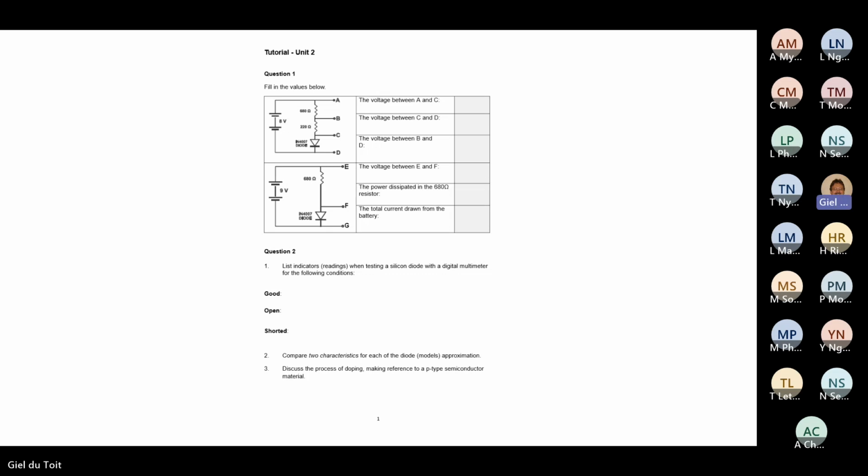The next question is now question 2. It's asking to list indicator readings when testing silicon diodes with a digital multimeter for the following conditions. Okay, in this case, you had to do this in your practical, which you didn't do this week due to the strike. By the way, I've got all my sympathy for the people in the strike, but they are not wrong. They are all right.